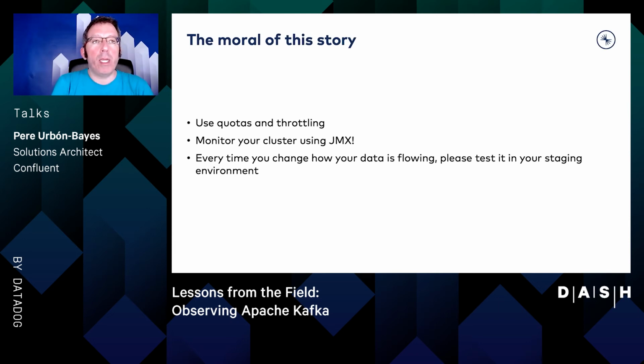The second moral of this story is use JMX. Monitor everything. Maybe it's not something that your management is going to like from day one because it's not providing a business benefit. However, it will save you a lot when something goes wrong. Every time you change your data flow, so you change your producers or your consumers, test it out. Try to test everything in a staging environment that looks like production. You want to avoid causing trouble in production.